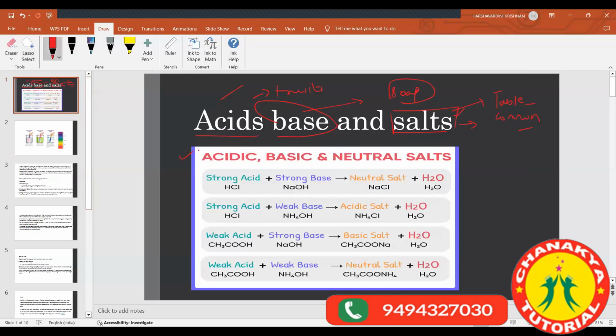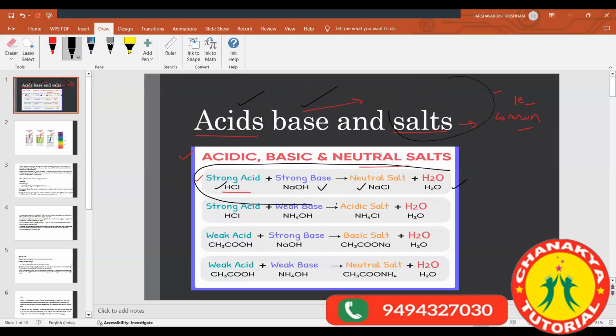See this picture. This is very useful for you. Acidic, basic, and neutral salts. See the first equation. We take some strong acid, HCl. H2SO4 is also a strong acid, but we are taking HCl. This picture tells what will happen if I react an acid and a base. What will I get in return? If I add a strong acid with a strong base, I get a neutral salt and water.